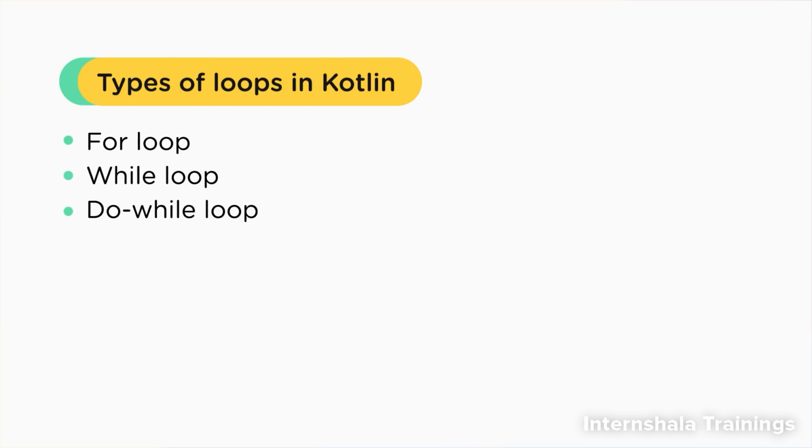Now there are three types of loops in Kotlin: the for loop, the while loop, and the do-while loop. All these three have different use cases, but they can all be used to perform the same task as well. So let us look at the syntax for each type and then learn how to write programs for each.